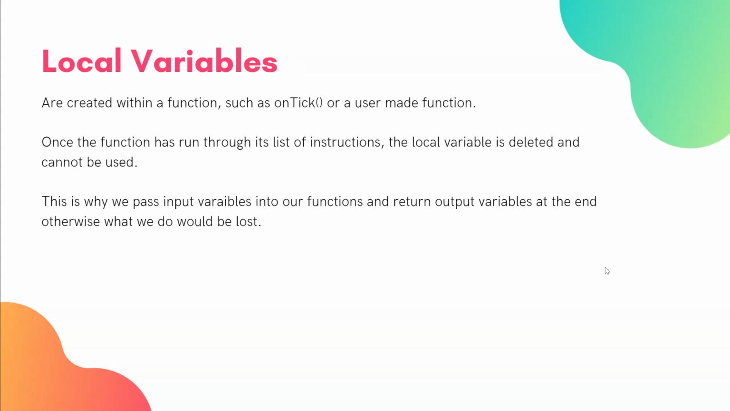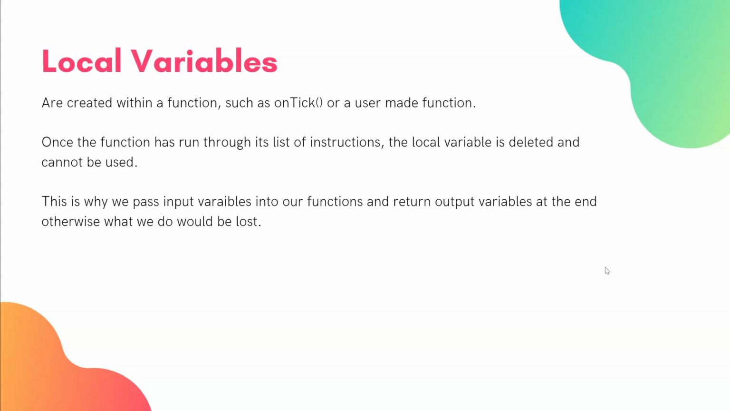Local variables, which we used with our calculate spread expert advisor that we just made. We created a local variable, a double called spread, and we created that within the function script that we created within the curly brackets for the calculate spread function. When that calculate spread function has run, that variable we created disappears until that function is run again, in which case the variable is recreated. So once the function is run through its list of instructions, the local variable is deleted and cannot be used.